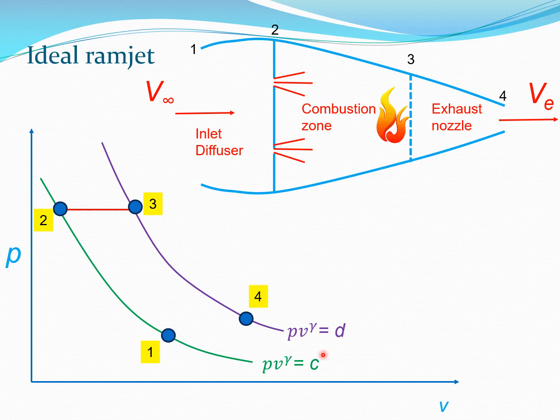Now, of course, these two curves here are what are known as isentropic curves. They correspond to PV^gamma is constant and PV^gamma is another constant here. Now, these of course again mean that you are assuming frictionless and adiabatic flow conditions.